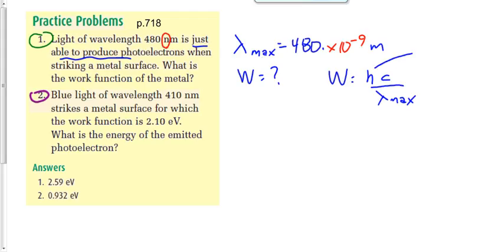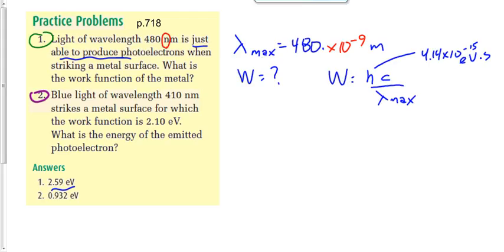Now, which value of Planck's constant do you want to use? You use whichever one you want. The joule seconds or the electron volt seconds one. Since our answer is in electron volts, we're probably going to go with the 4.14 electron volt seconds one. But if you're uncomfortable with when to use joules and when to use electron volts, just use the joules. Get an answer in joules and then convert it to electron volts when you're finished. Okay?